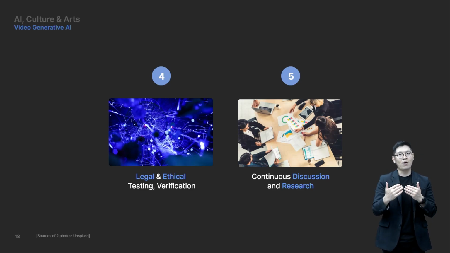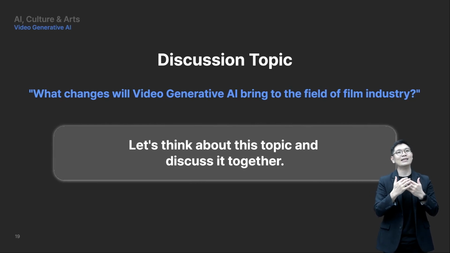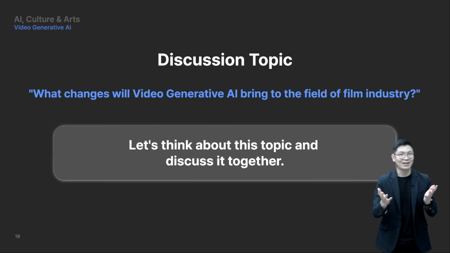Fourth, it requires ongoing discussion and research. Video generative AI is still in a state of constant innovation, so we need to keep talking and researching to keep up. The excitement around the challenge of AI video generation will bring to our lives is intangible. So what changes can we expect in the video field due to AI video generation? Let's think about it personally for 30 seconds. Okay, have you thought about it?